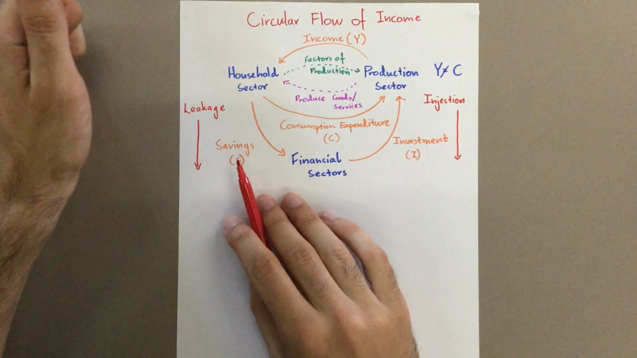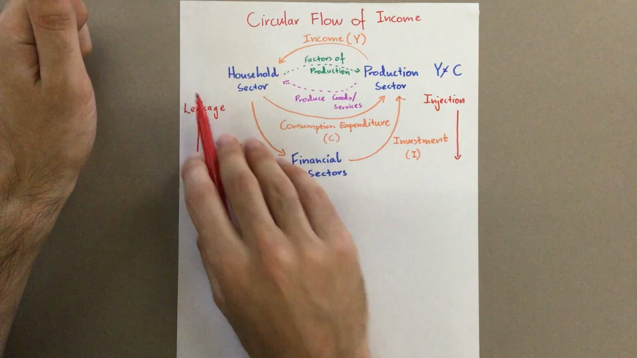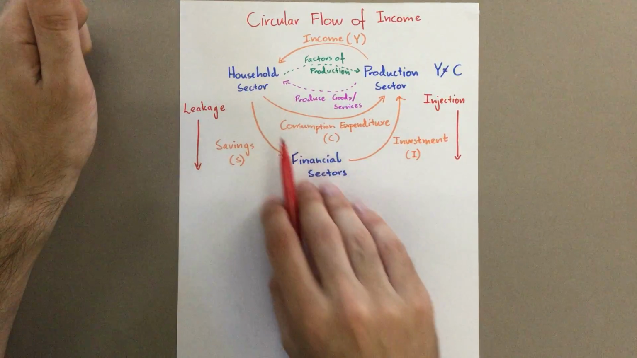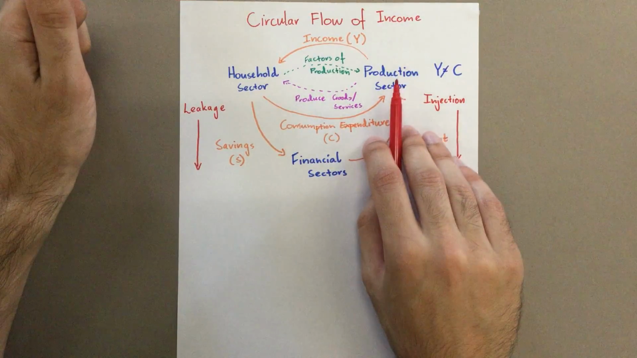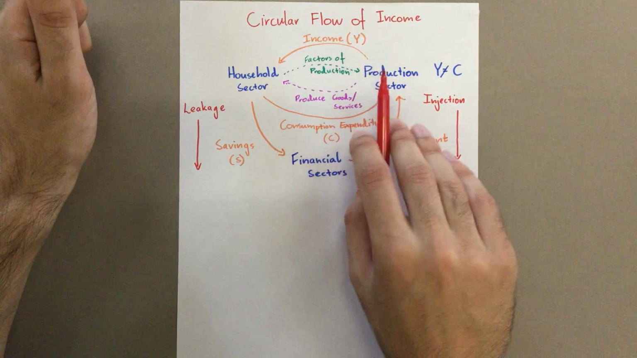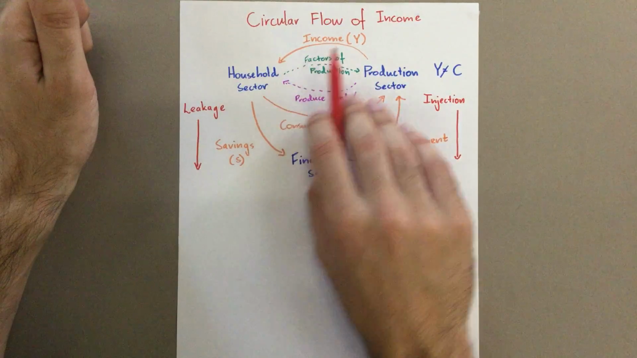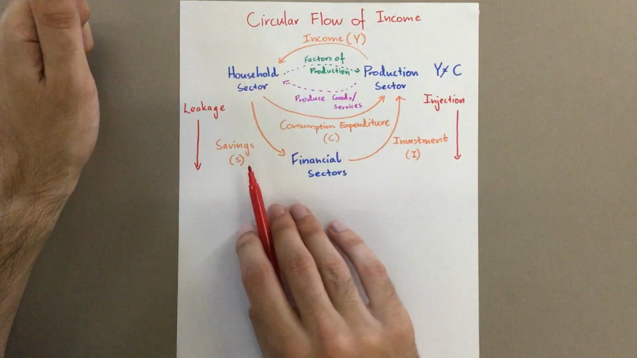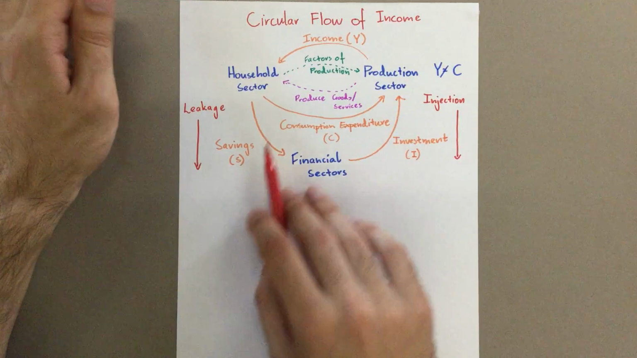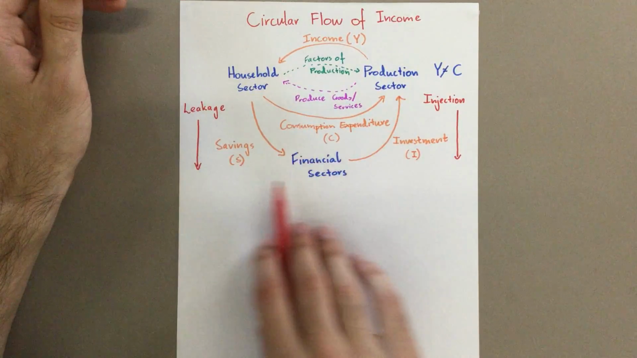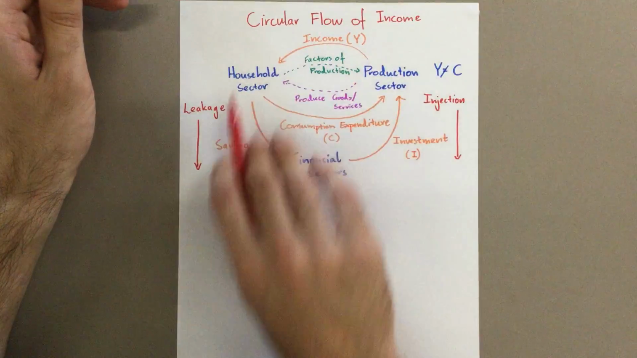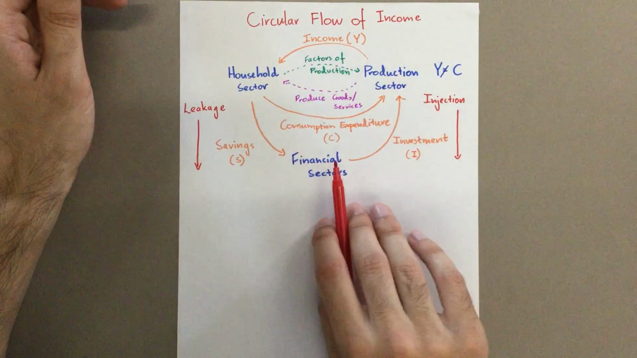So, look at savings for a sec. Savings is considered a leakage because this is money that should be used for consumption to go back to businesses who can continue production and continue paying their employees an income. But if we put the money just into savings, what we find is that that money becomes stagnant and it stops moving or it stops flowing around this circular flow of income.